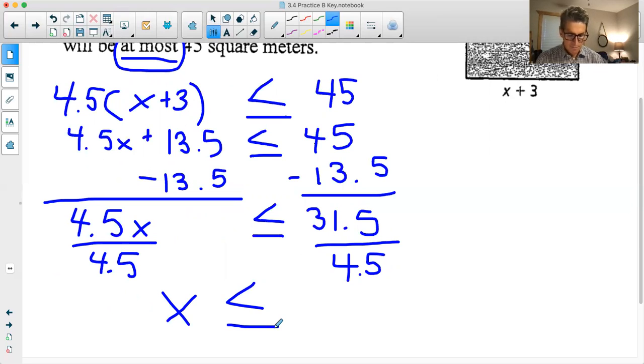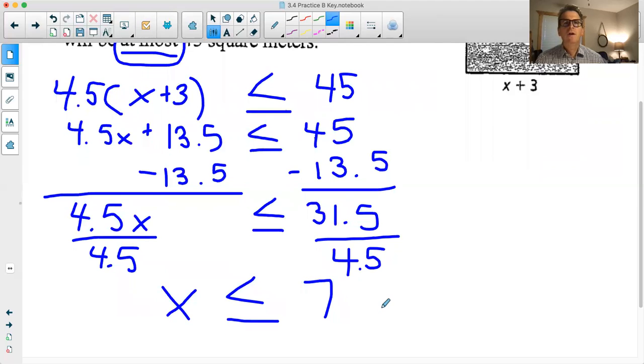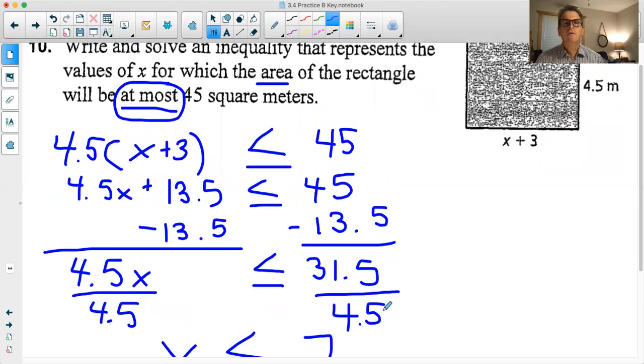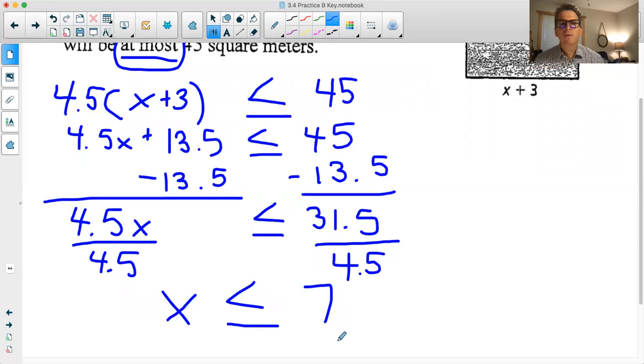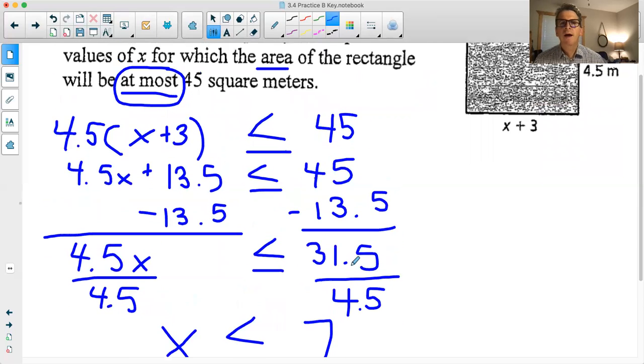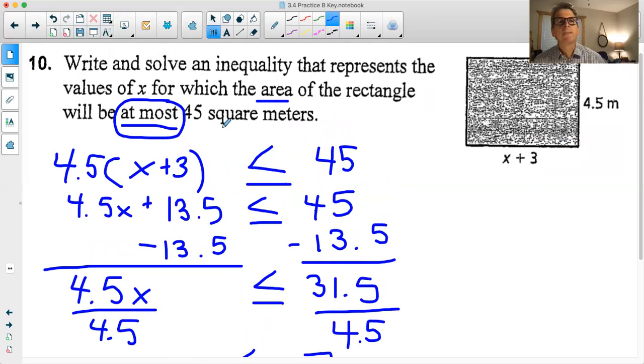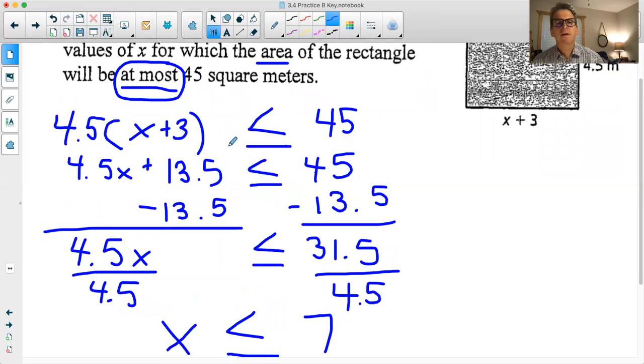31.5 divided by 4.5, 7. So they're wondering what x has to be for the area of the rectangle. x has to be less than or equal to 7 for it to be at most 45 square meters. Okay, so that's a good little problem. Area, length times width, at most, less than or equal to, and that is number 10. x less than or equal to 7.